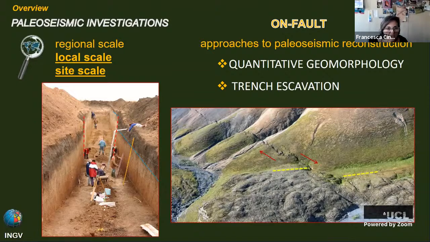Palaeoseismic investigation generally progresses from a regional to a local and then site scale. I will talk about on-fault investigation. So this means that we are looking at the deformation at the local and site scale. The approaches that I will talk about are two for palaeoseismic reconstruction: quantitative geomorphology and trench excavation. And I think that Lucilla already presented to you another approach, the one with the cosmogenic nuclides on fault scarps, which is always an on-fault approach.